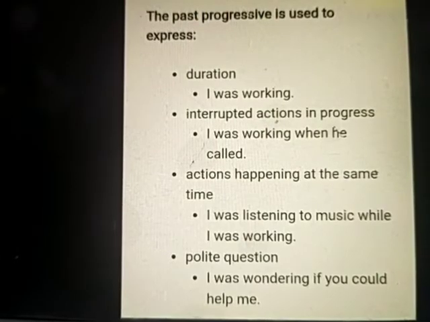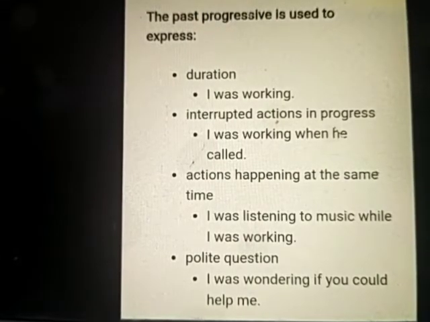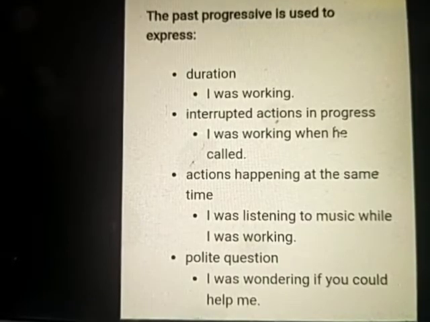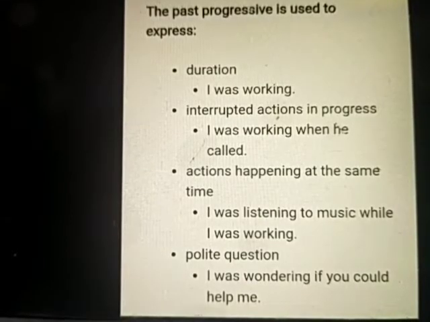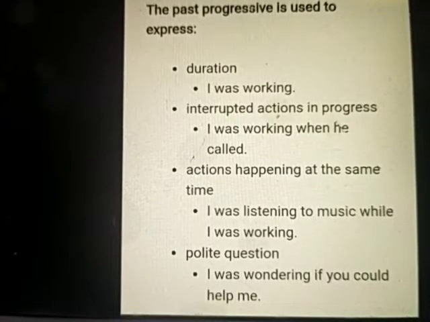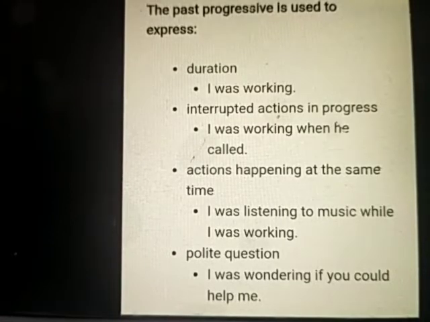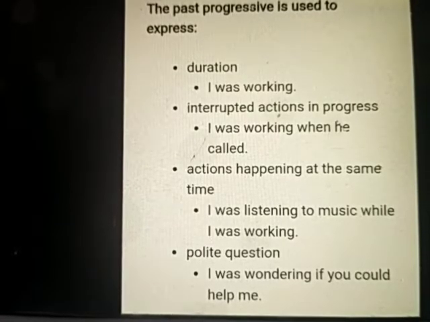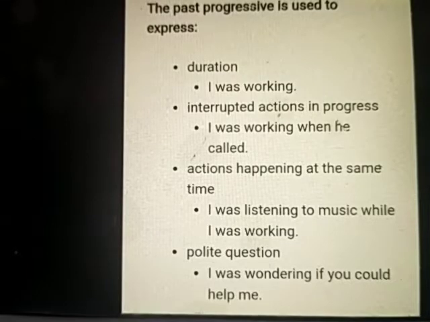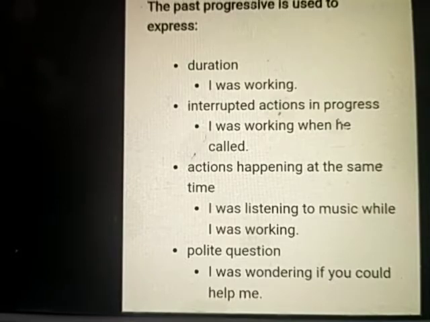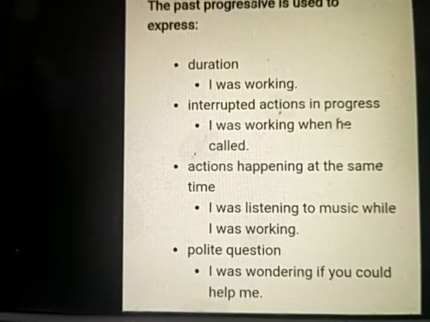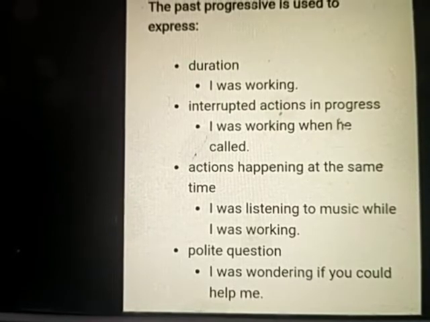The past progressive is used to express duration. For example, I was working. Interrupted actions in progress, like I was working when he called. Then actions happening at the same time. For example, I was listening to music while I was working. And polite question. For example, I was wondering if you could help me.